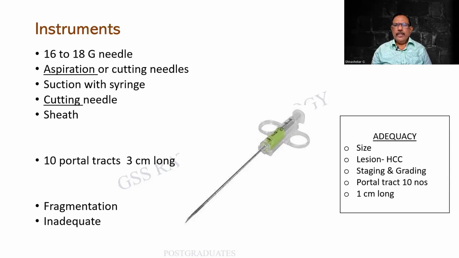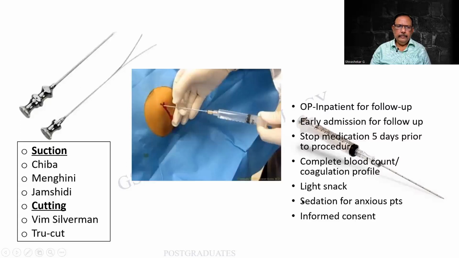You should be able to stage and grade; the number of portal tracts and the length of it we have already mentioned. As I told you, there can be a suction needle. It can be a Menghini, Jamshidi needle. A cutting needle can be a Vim-Silverman or a Tru-Cut needle. This is what I had been saying.